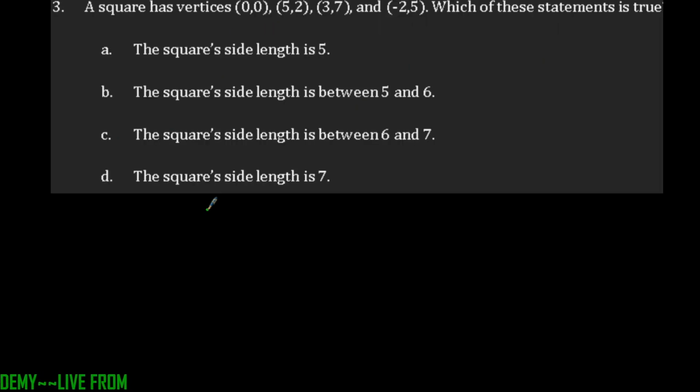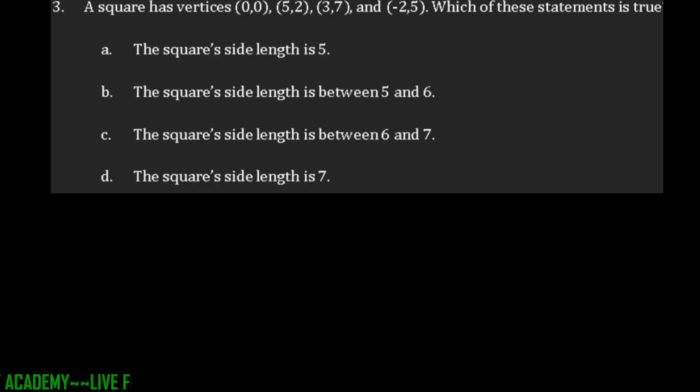Then on the next one, or last one I should say, for number 3, it says a square has vertices, meaning it has corners at (0, 0), (5, 2), (3, 7), and (-2, 5). Which of these statements is true? So only one of these is going to be true. That means 3 of these are false.